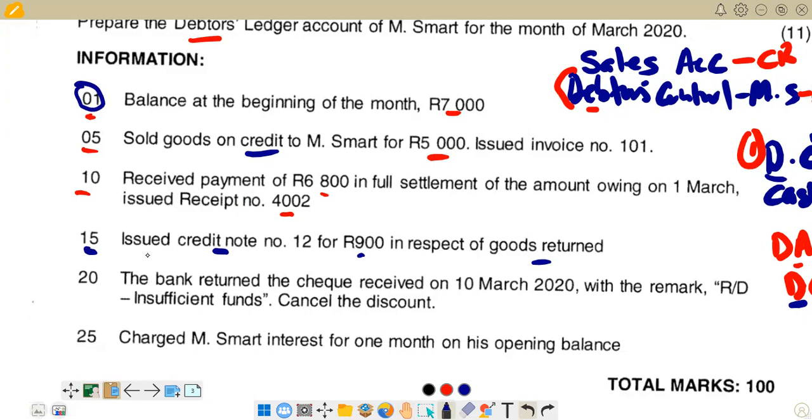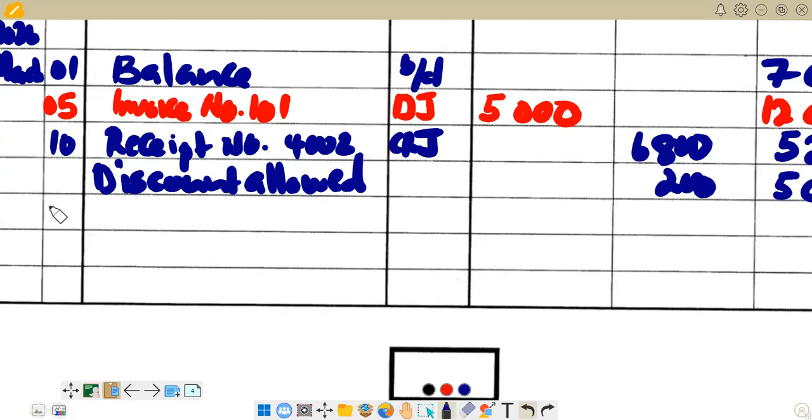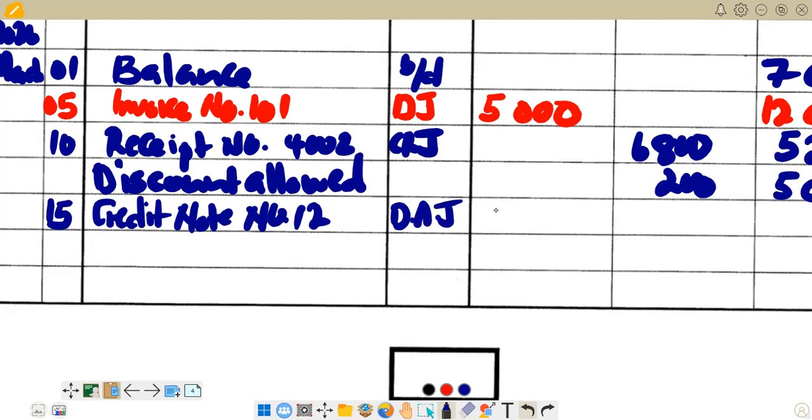And remember, this is on the 15th, and it's credit note number 12. This is the description that we are going to put. So we go there. It's on the 15th, and we said it's credit note number 12. We are taking this information from the discount allowed journal. This is the journal where we record these returns. The amount is 900. We are crediting it, and this is the column for crediting 900.